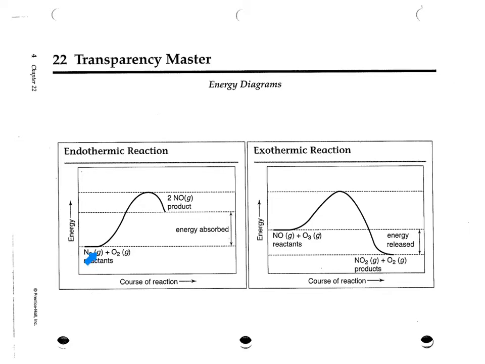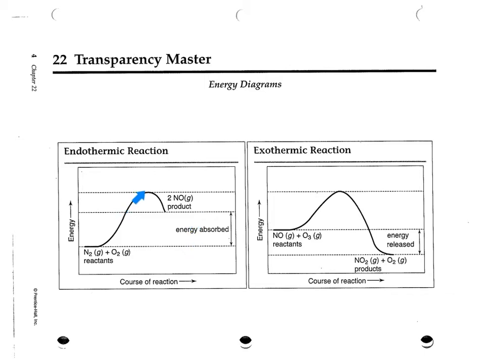If we look at our first example over here, we've got the reaction of N2 plus O2. These are our reactants. And our products are up here. And so overall, as we go through the course of this reaction, the reaction is going to gain energy because our products are at a higher energy than our reactants. So how much energy are they going to absorb? Well, the difference between the end and the beginning. And so you see that here on the scale, the energy absorbed is that height there.